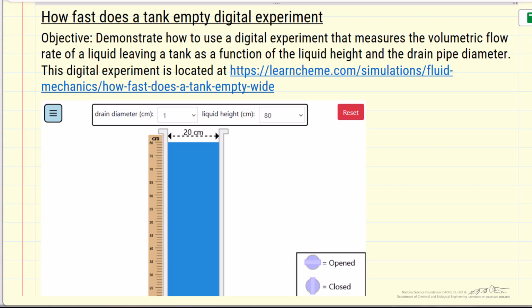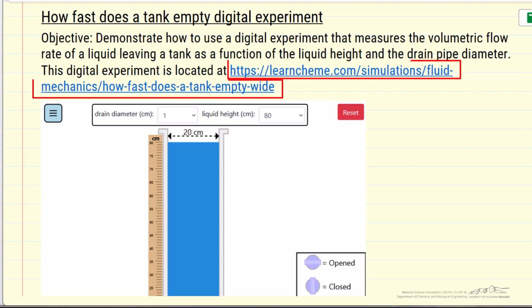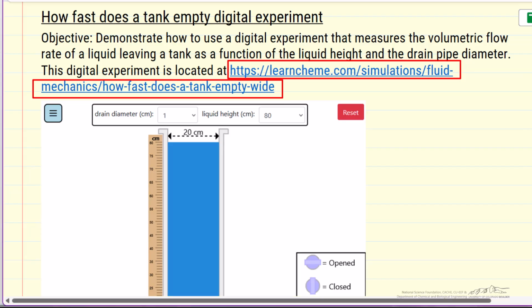I'll briefly show how to use a digital experiment that measures the volumetric flow rate of liquid leaving a tank. That's a function of the height of the liquid and the drain diameter. So the experiment is located on the LearnChemE site, and here's a link to that location.